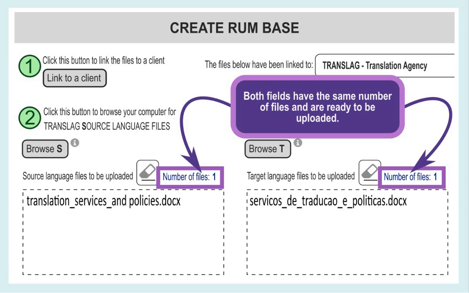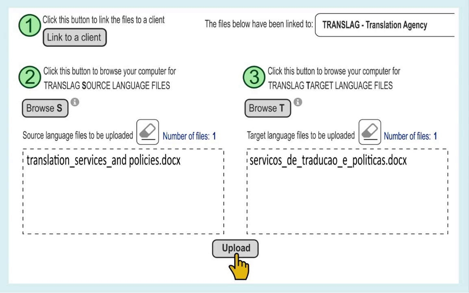Okay, now, because the number of files in both fields is the same, the labels turn blue. That's what you want them to do. However, if there's any discrepancy, the label of the field with the smaller number of files will turn red, telling you there's something wrong. Now, I'm going to finish this process by clicking Upload.